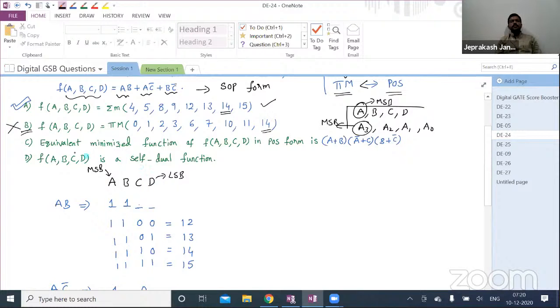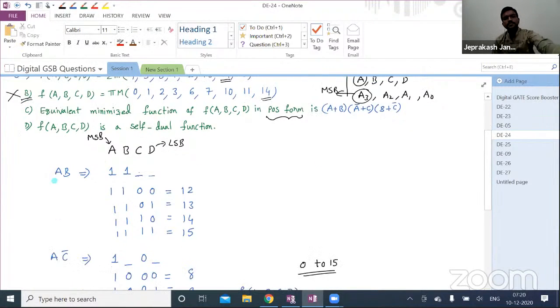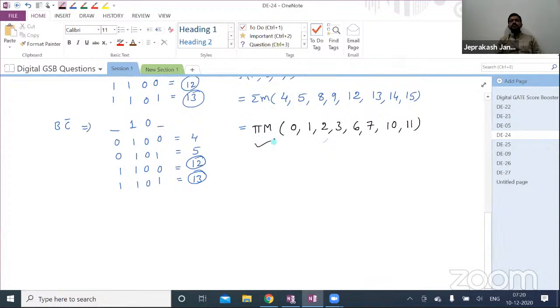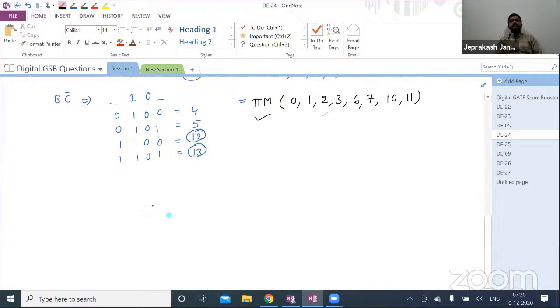Okay. Now, option C is what? Equivalent minimized function of f of ABCD in POS form. In POS form. That means we have to consider pi capital M, and with the help of K-map. If you do the simplification, you'll get POS form. Whether that form is same as this form or not, we have to verify. So this is the pi capital M format we got. So all of you draw the 4 variable K-map and do the groupings.